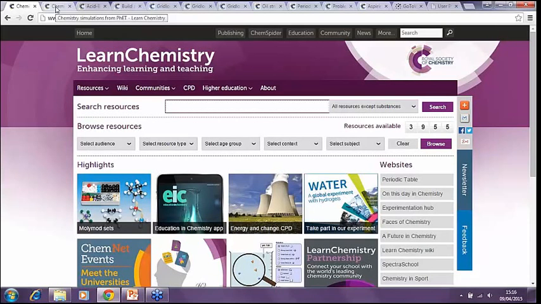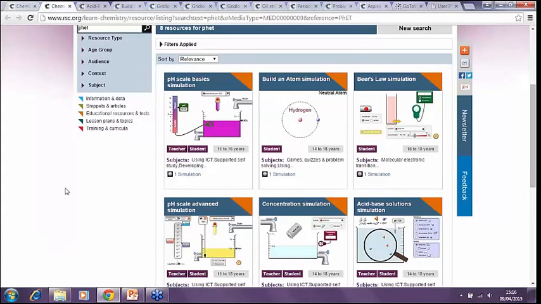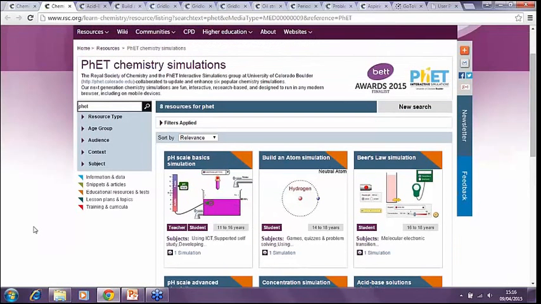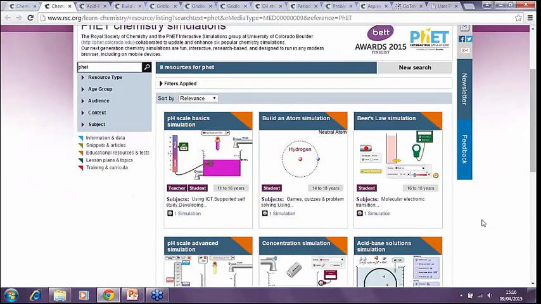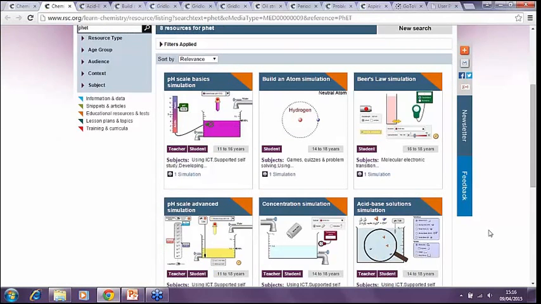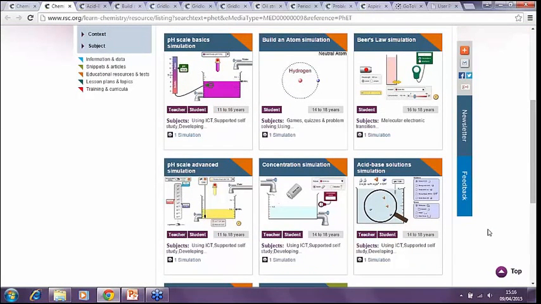Okay, so you might have already seen PhET resources. PhET are an organisation based at the University of Colorado in Boulder in the US, and we collaborated with them to make a whole range of chemistry simulations. So you can see all of them here. But PhET on their website have a lot more resources as well. They have a lot of physics resources, so there's a huge amount on there to help you with your studies.